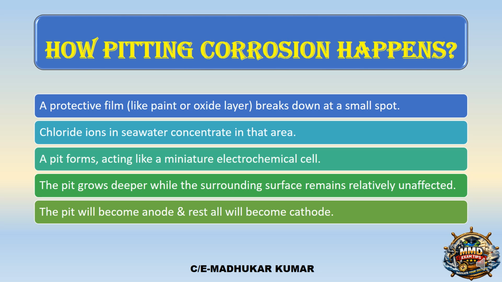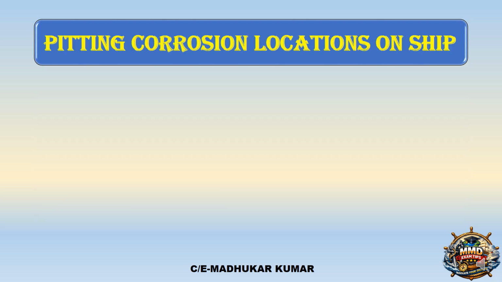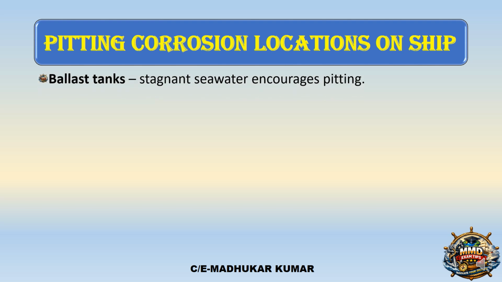And this pit grows deeper and deeper while the surrounding surface remains unaffected. So on top you will see it is unaffected, but the pit will go deeper and deeper, and this pit will become the anode and the rest will become the cathode, and the process goes on. And so many multiple pits are formed on deck, and this is going to cause the corrosion. Pitting corrosion, what are the various locations? Ballast tanks. These have stagnant seawater, which encourages pitting, wherever you have stagnant waters. Pipelines, especially the seawater cooling lines.